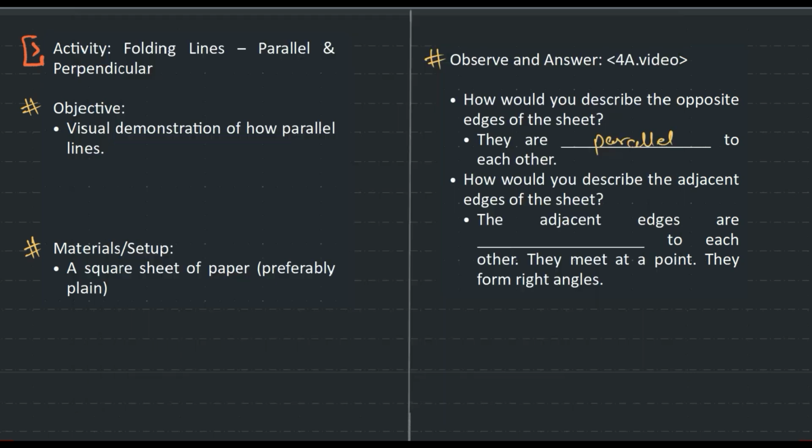What structure does it remind you of when you look at that? The adjacent edges are perpendicular to each other. They meet at a point. They form right angles. Parallel lines don't meet, while adjacent ones do.